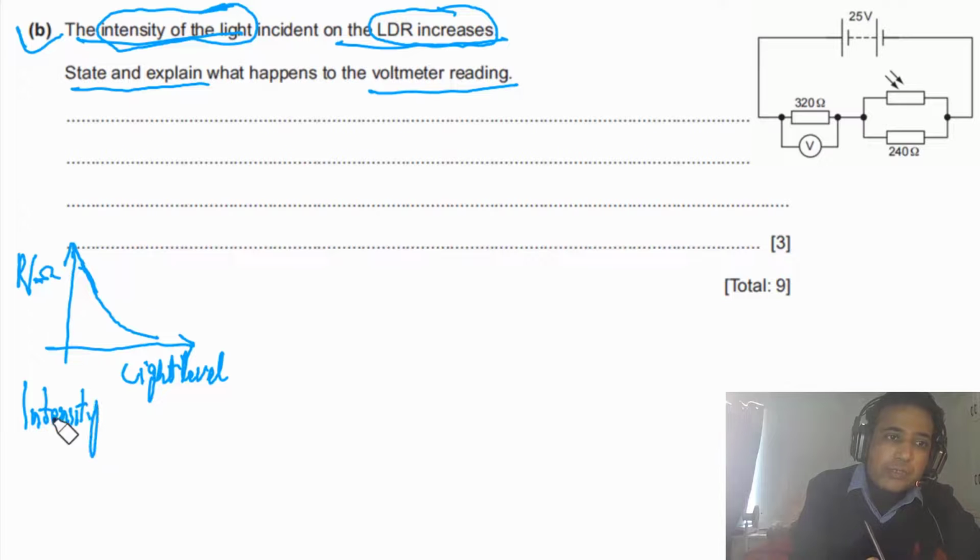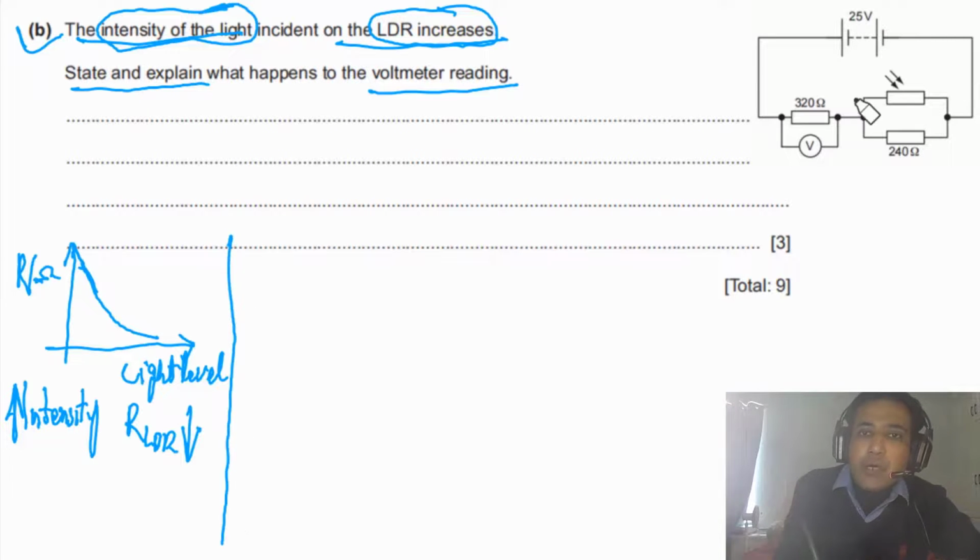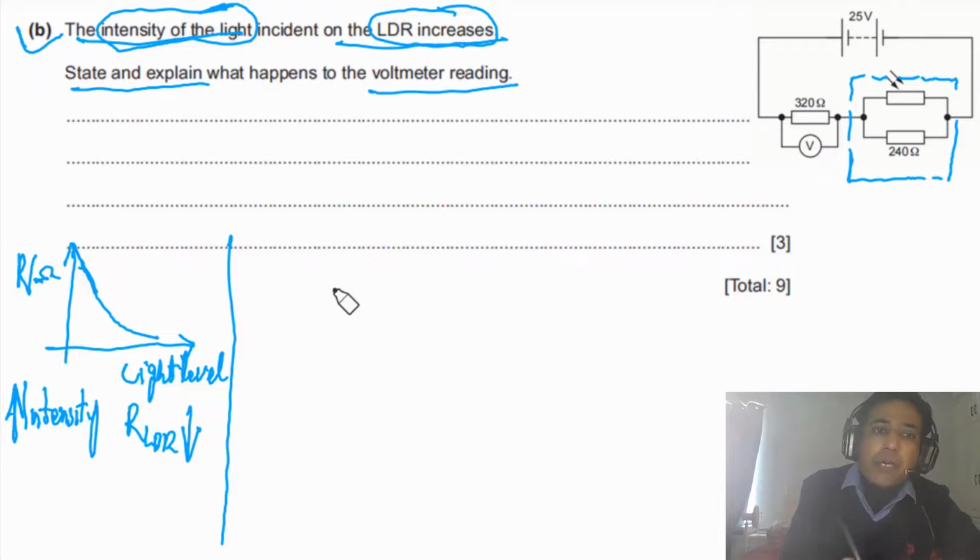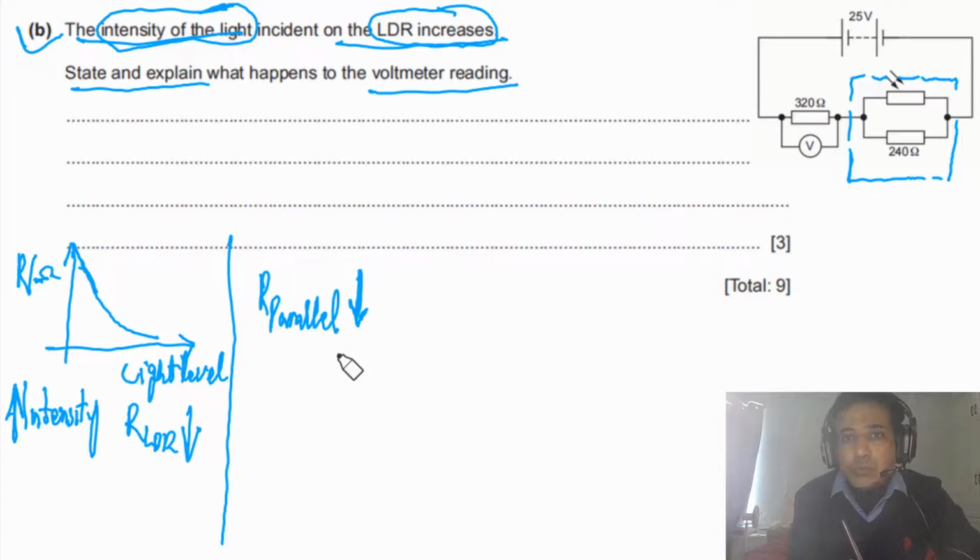So we have intensity of light that is increasing. So it means resistance of LDR has to decrease. So this is the first thing we need to understand. Now we need to understand, if resistance of LDR decreases, what is the effect on resistance of this parallel combination? So we can write down R parallel, how it will change. If resistance of LDR decreases, resistance of parallel combination will also decrease.